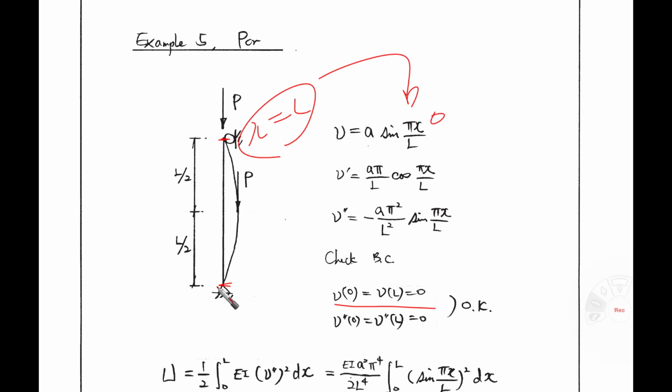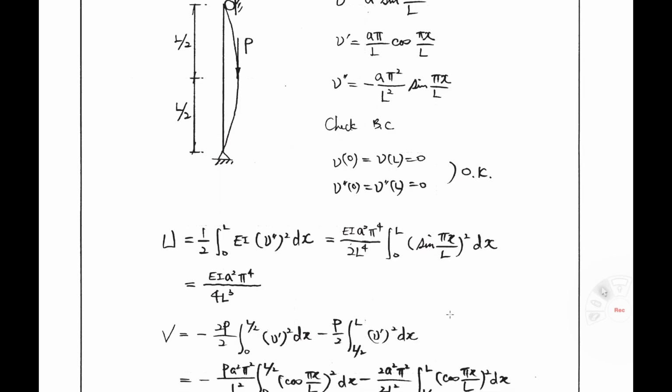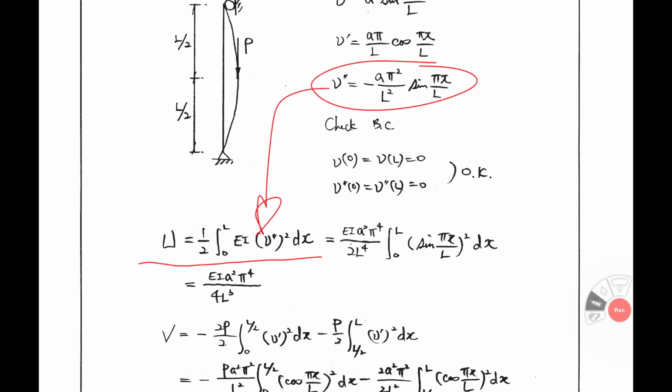Okay, it is satisfied. How about the moment at the top? Equal 0, because it is a hinge support. So v double prime L must be 0. v double prime L here, sine π equals 0, so it's 0. So the boundary check is satisfied. So we can calculate U equals 1 over 2, that is the standard equation. If we input this v double prime here, then you can get this equation. If you take the integration, you can get this value.